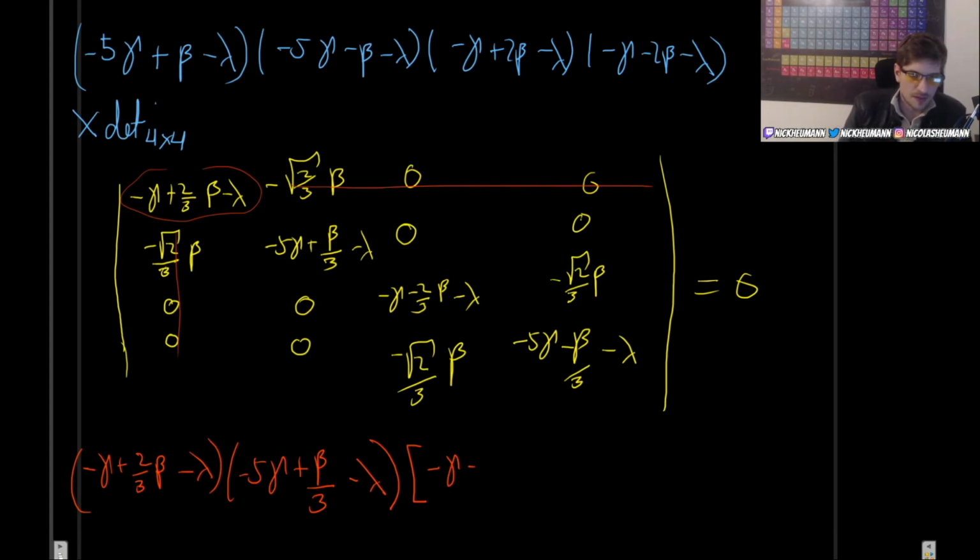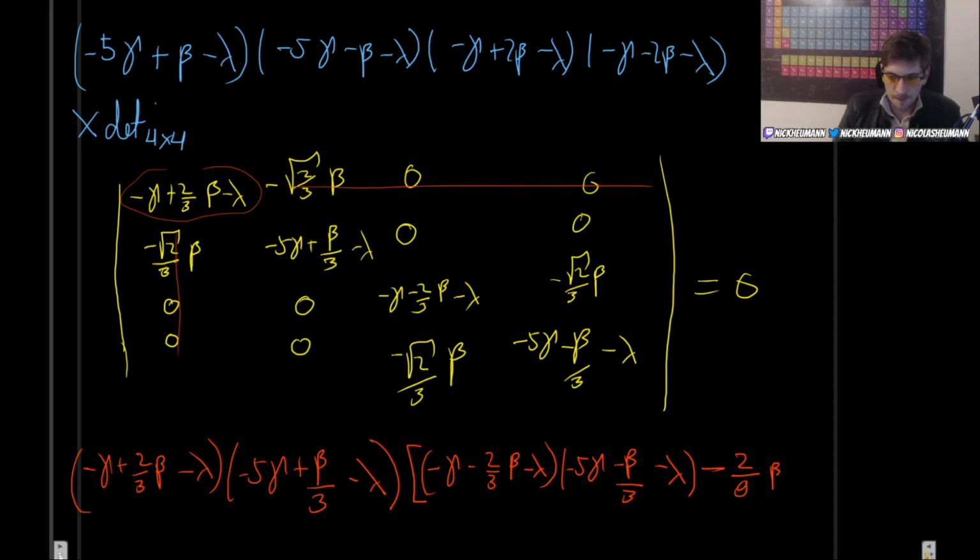Actually, I think I'm going to have a problem with my space, but it's okay. Minus gamma minus 2/3 beta minus lambda times this part, which is minus 5 gamma minus beta thirds minus lambda, minus this times this. So we get another 2 minus, which cancel each other out, and we get 2/9 beta squared. Okay, and then we get minus, right? By the way, this is determinant 4/4, just to make sure.